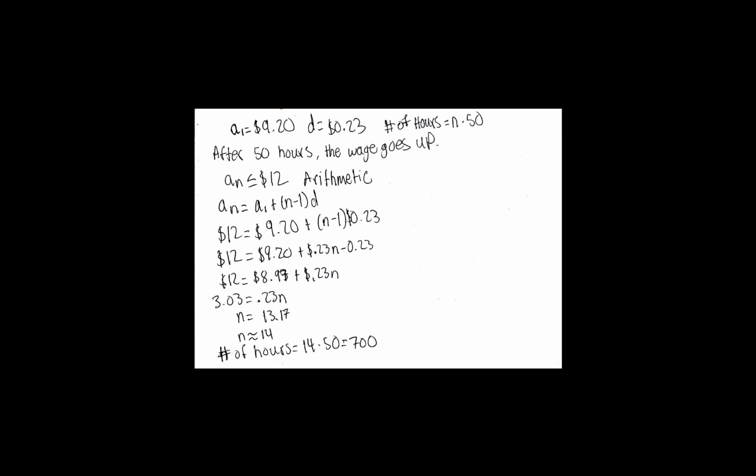13.17. But since we have to have it more than $12, we round up to 14. Now you multiply 14 by 50, and you should get 700 hours.